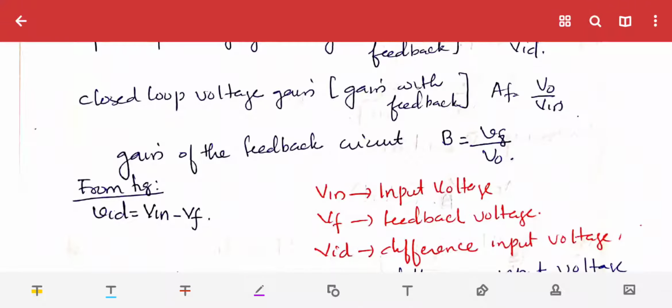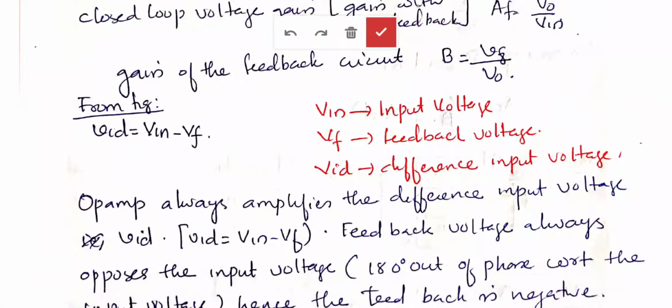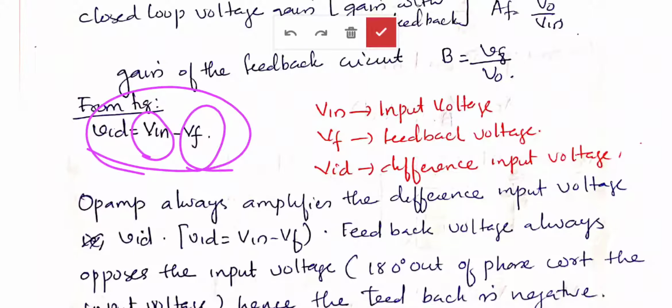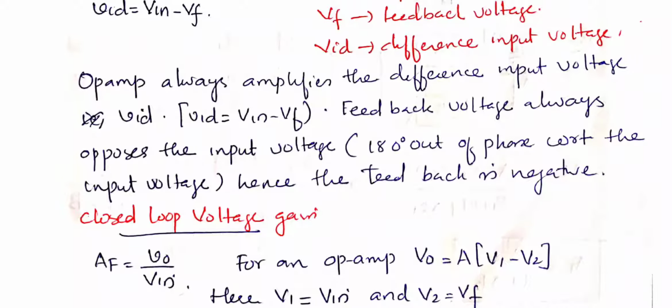So the gain of the feedback circuit is B is equal to VF by VO. VID is nothing but V1 minus V2. In V1 we have connected Vin and V2 is nothing but VF. So VID is equal to Vin minus VF, where Vin is the input voltage, VF is the feedback voltage and VID is the difference input voltage. Here the operational amplifier always amplifies the difference input voltage VID.